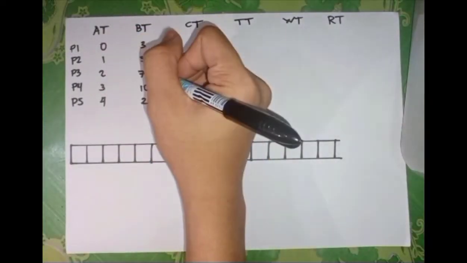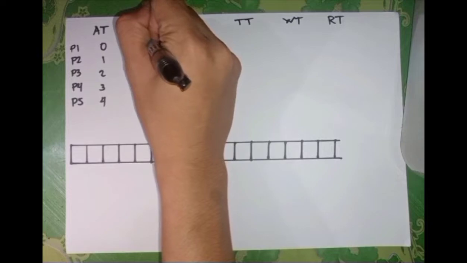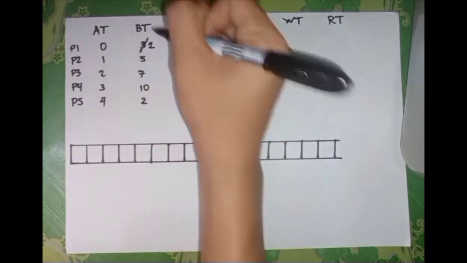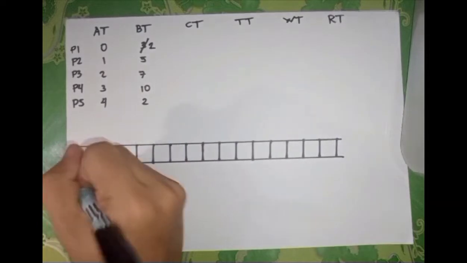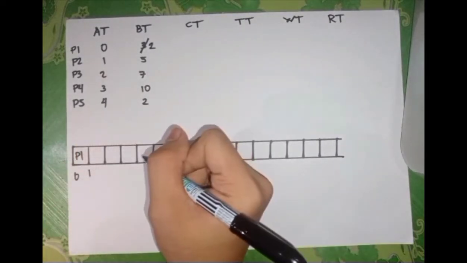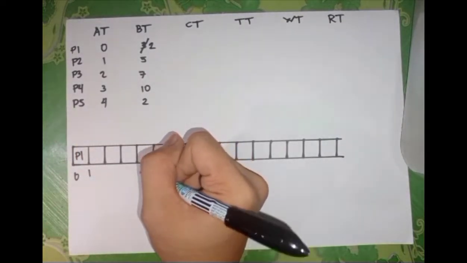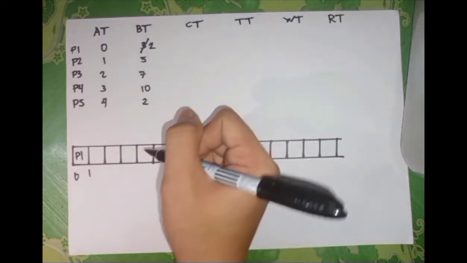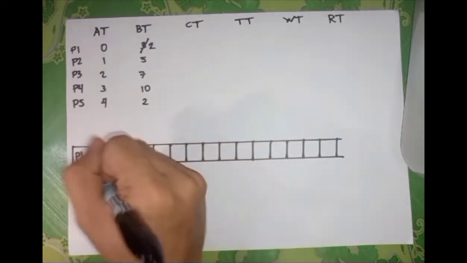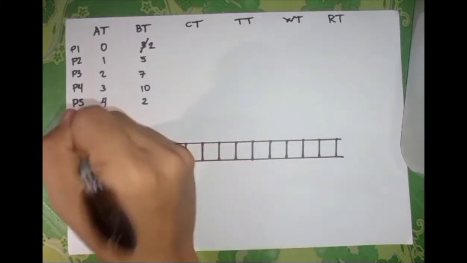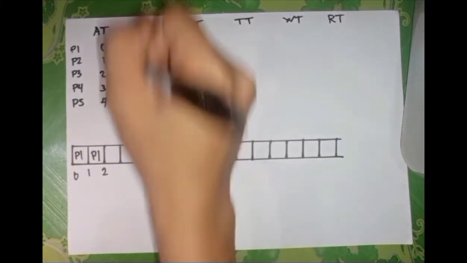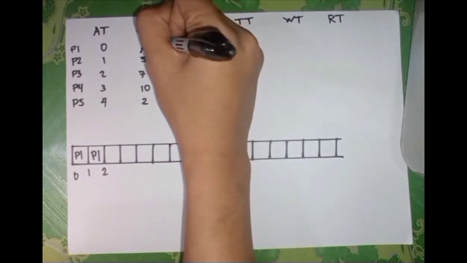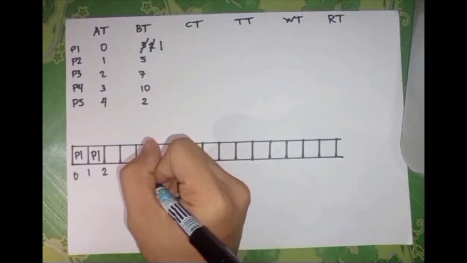P1 arrives at 0, it enters the ready queue, and is scheduled for one time slice. We reduce the burst time from 3 to 2, and at this point P2 arrives to the system and enters the ready queue. We now compare between P1 and P2 and can see that P1 has the shortest remaining time. It is scheduled for 1 time unit.